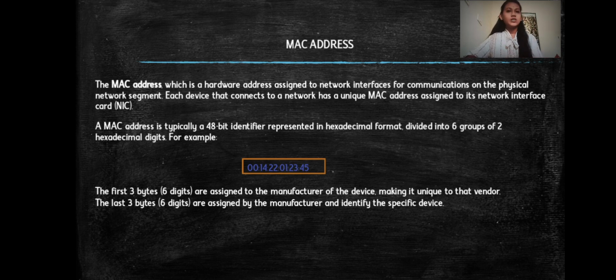The first 3 groups, that is the first 6 characters, are assigned to the manufacturer of the device. This means they are the same for all devices made by that company. The last 3 groups, that is the remaining 6 characters, are specific to the individual device, helping to distinguish one device from another, even if they are made by the same company. So in short, a MAC address is a way for networks to recognize and communicate with individual devices by giving each one a unique identifier.